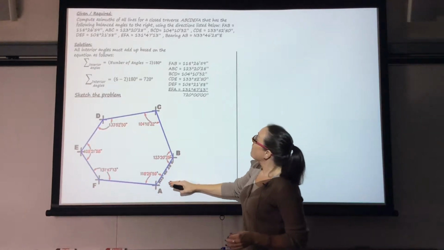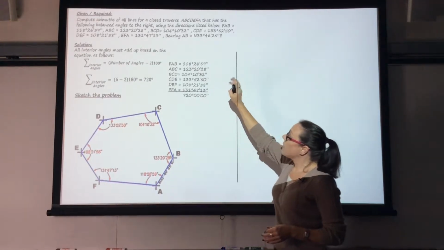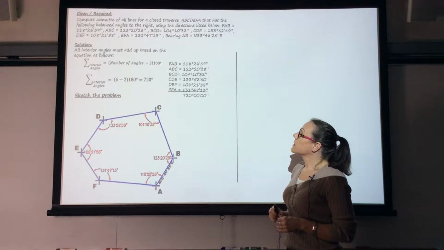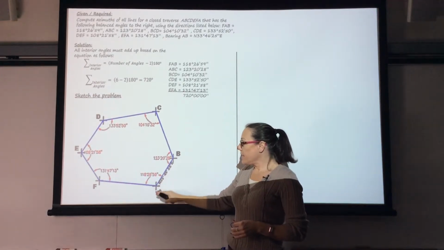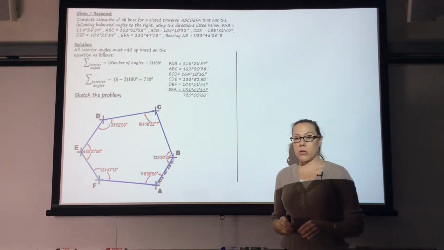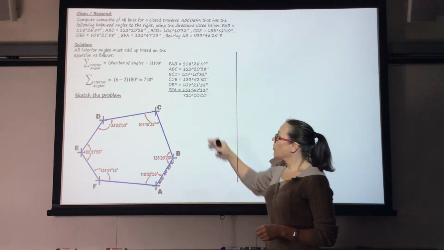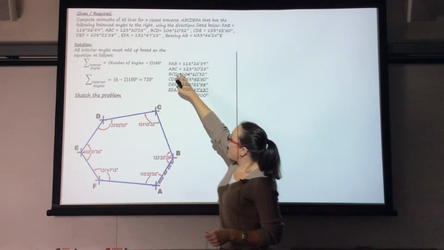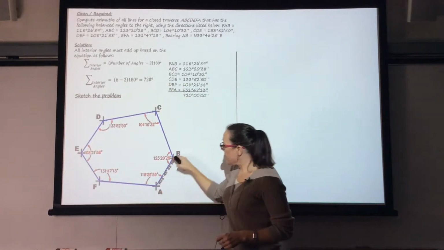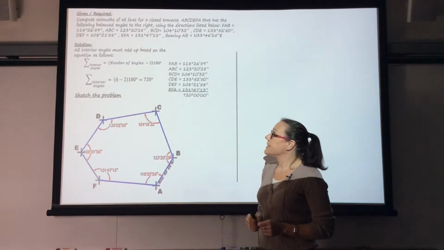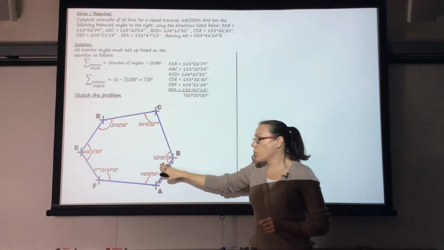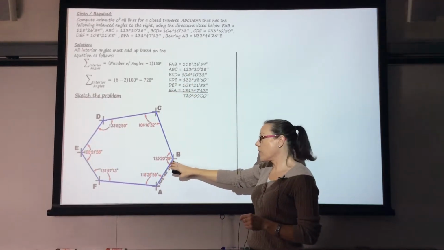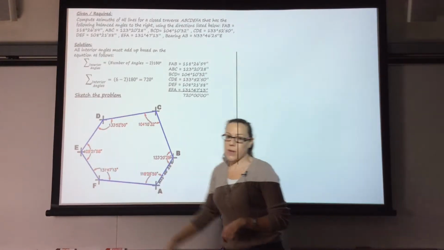So I have a bearing of north 33 degrees, 46 minutes, and 25 seconds east. So A to B has a northeast bearing. Now, when I start to draw FAB, there's where the 118 degree angle is. ABC, there's where the 123 degree angle is. And it goes all the way around.